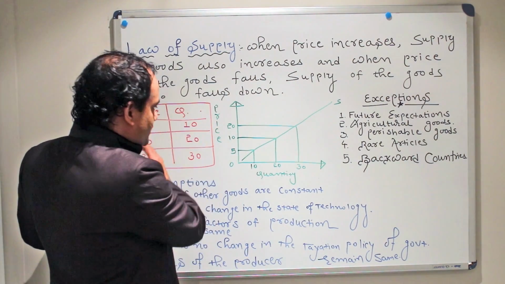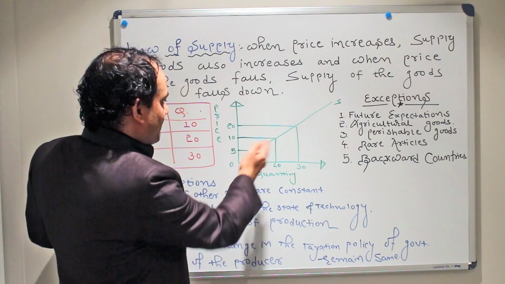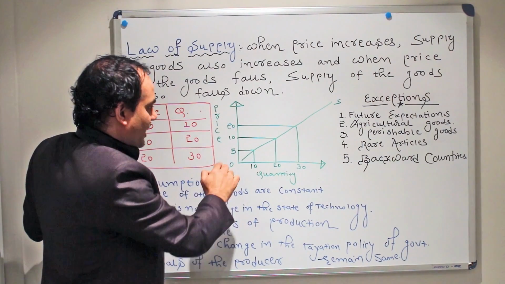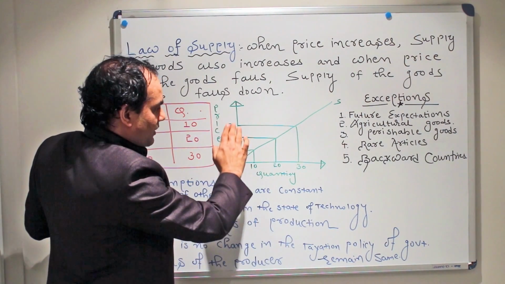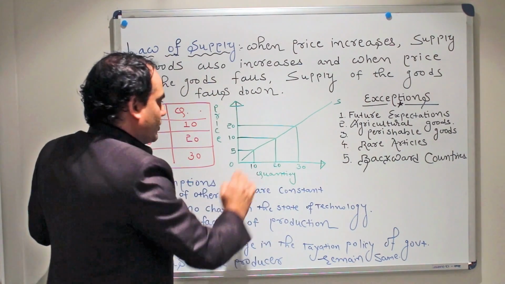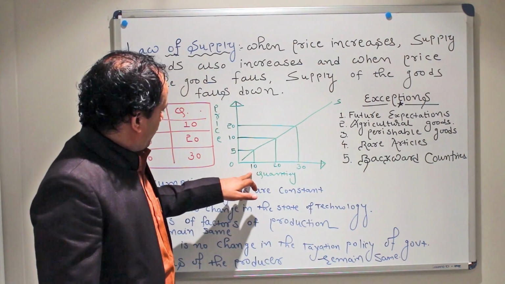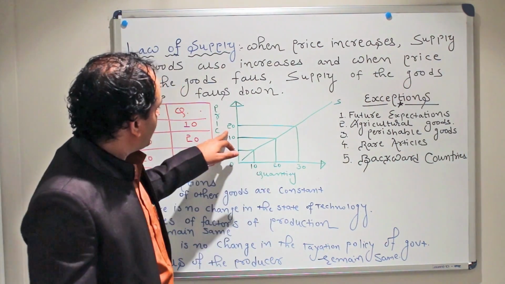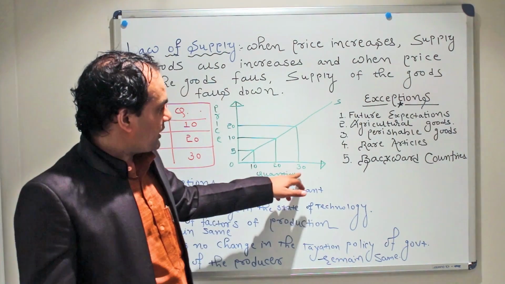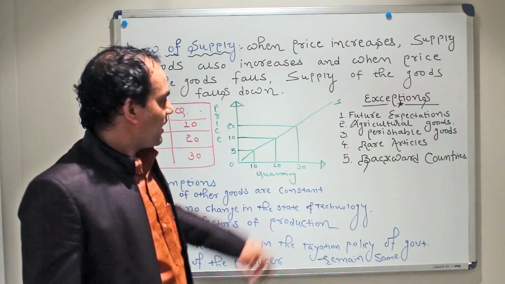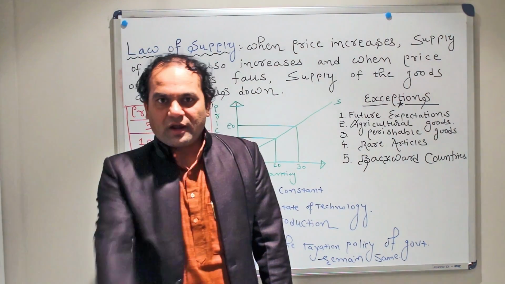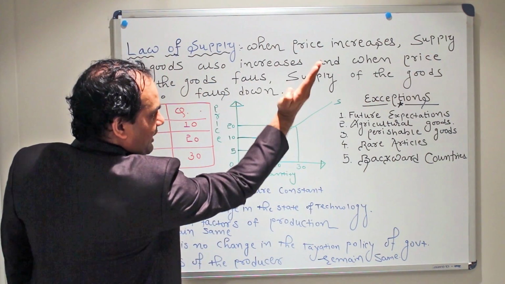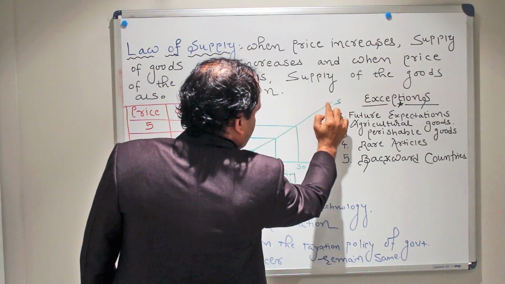If we put those numbers into the diagram, we will get something like this. Remember, on the vertical line it is price, and on the horizontal line it is quantity. When the price was 5, quantity was 10 units. When the price increased to 10, quantity increased to 20, and when the price further increased to 20, quantity further increased to 30. Remember, the demand curve was something like that. The supply curve is something like this. So this is our supply curve.